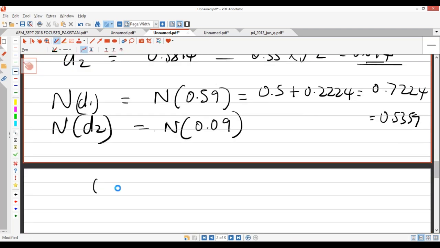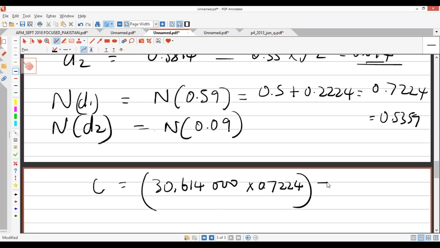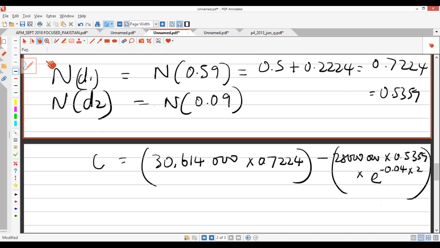And you're going to put in the call value, which is going to be 3614. Well, you're going to open up the zeros. Go ahead. Multiply by 0.7224 minus 28,000 multiplied by 0.5359. Multiply by e to the negative 0.04 (RF) multiplied by 2, and you should get the answer. Is that okay? You should get the answer something like 82,64080.